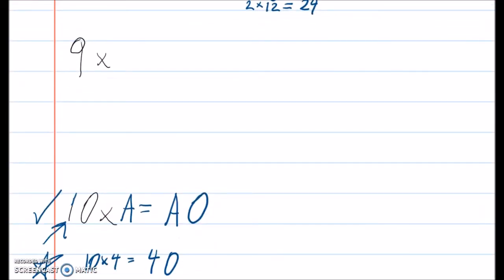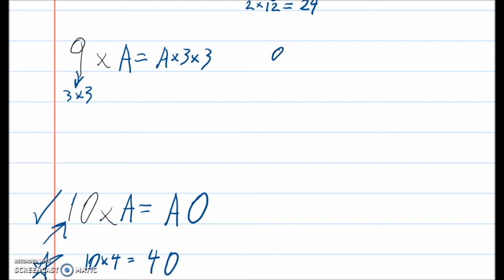Now for 9, this one's kind of a fun one to try to remember. So you could do it the same sort of way and go 9 is 3 times 3 and go through it like that. So in that case it would be 9 times A equals A times 3 times 3.